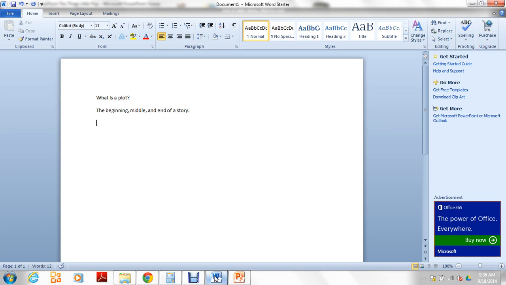Very good. What are the parts of a plot diagram? There are 5 parts. Characters, settings. What's the first part of a plot diagram? Exposition.